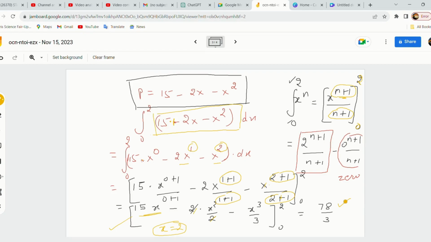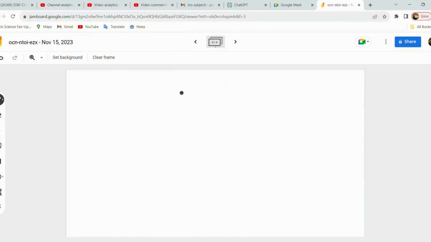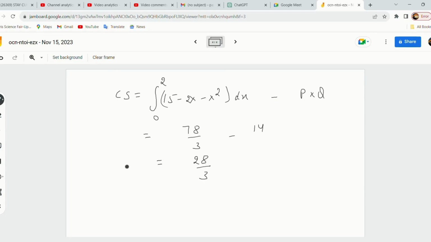So in the next slide, we will calculate consumer surplus. As I explained to you, consumer surplus is basically consumer's willingness to pay, this function 15 minus 2x minus x square with respect to x, limit 0 to 2, minus total expenditure. So this we have calculated, 78 by 3, and minus this we have already calculated as 14. If you solve this, you get 28 by 3. This is consumer surplus, 28 by 3.